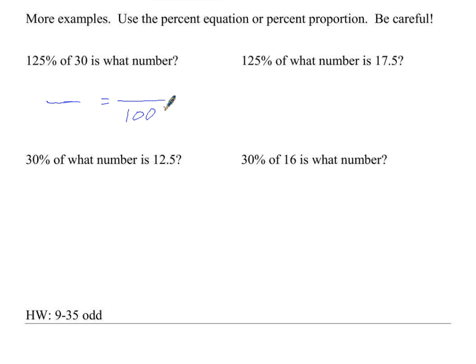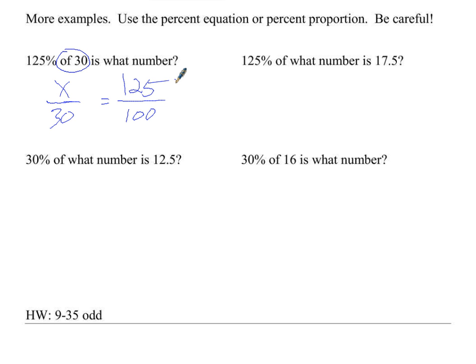Why 30 on the bottom? I'm not saying you're wrong. Why did you want to put 30 on the bottom? It says of. 125% of 30 is what? So of 30, the 30 goes on the bottom. So what will I put there? That's where the x goes. And then 125% goes in the percent spot.